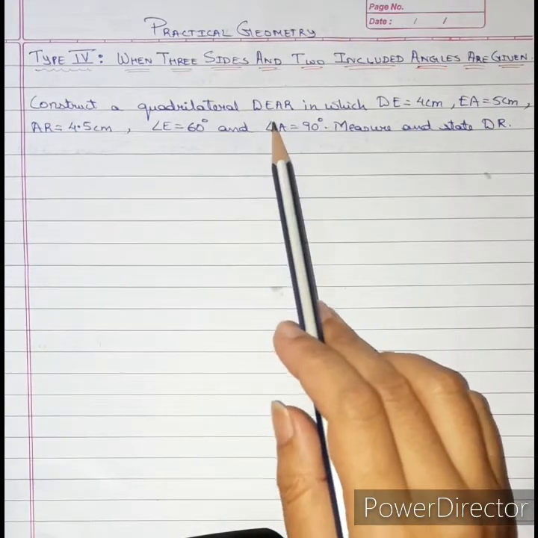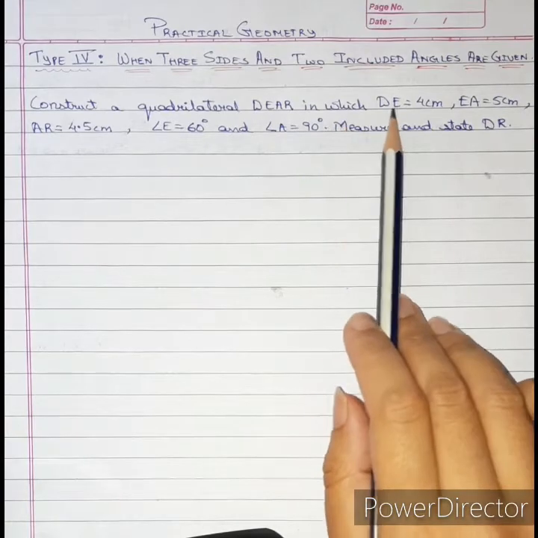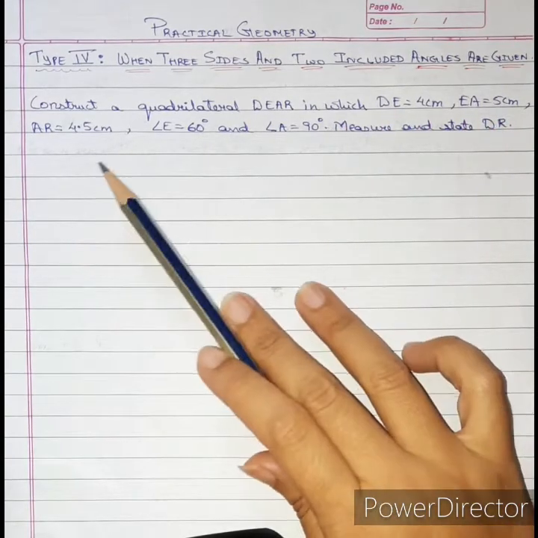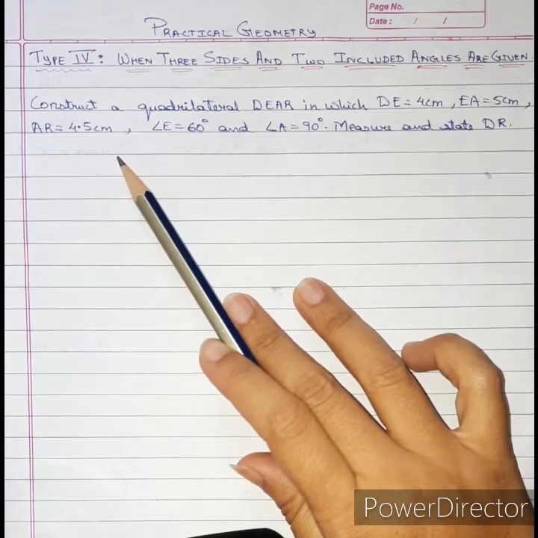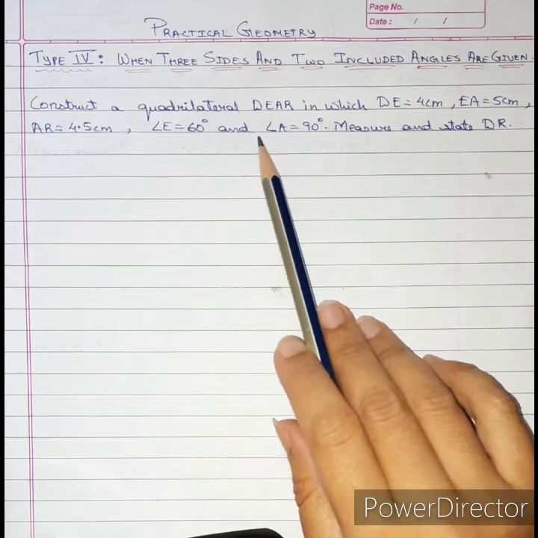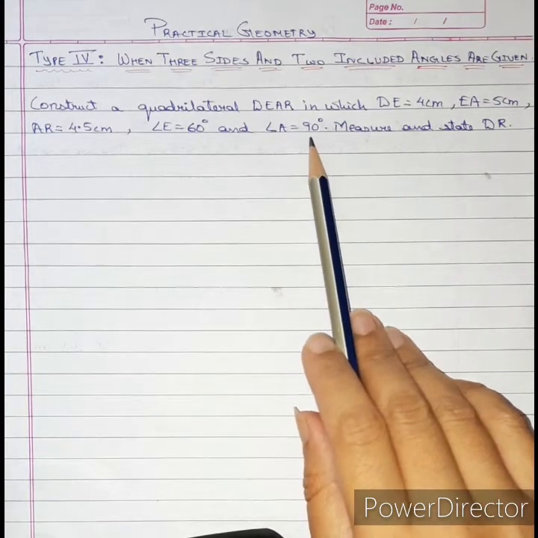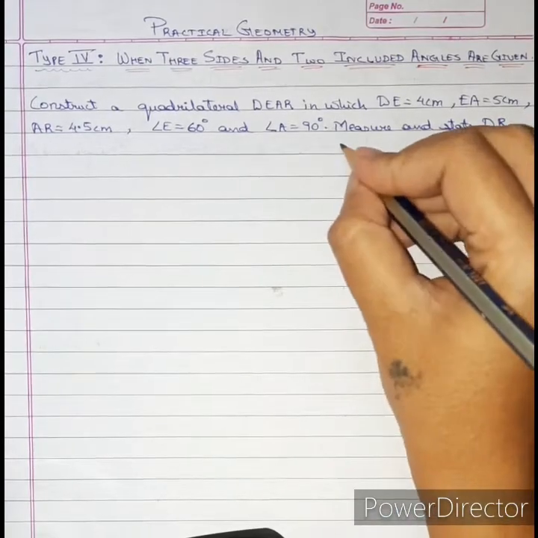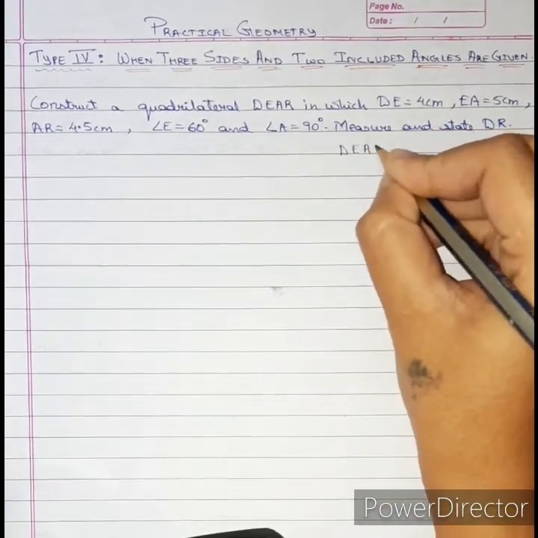Construct a quadrilateral DEAR in which DE is equal to 4 cm, EA is equal to 5 cm, AR is equal to 4.5 cm, and angle E is equal to 60 degrees, and angle A is equal to 90 degrees, a right angle, and measure and state DR. So we will mark here DEAR first.